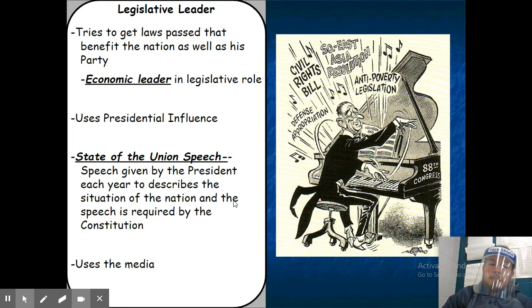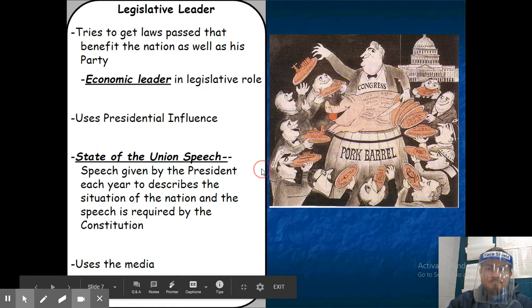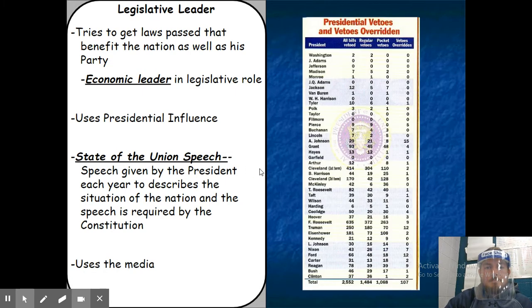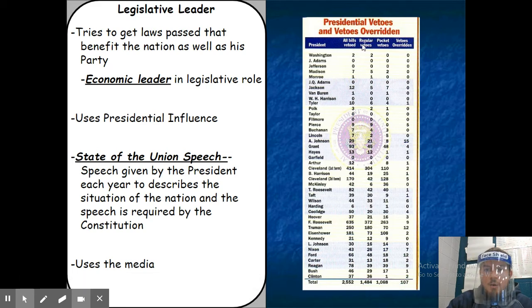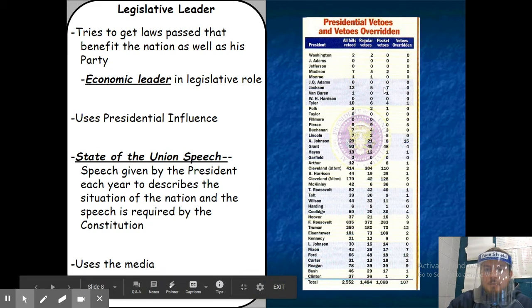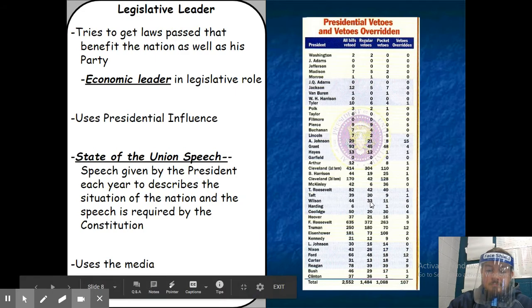He also gives a State of the Union speech. It's given once a year by the president to describe the situation of the nation, and the speech is required by the Constitution. A lot of times he uses the media to give the State of the Union. So here is a neat little chart. It shows all the bills that each president has vetoed, what type of vetoes they were, whether regular or pocket, and how many of them were overridden.